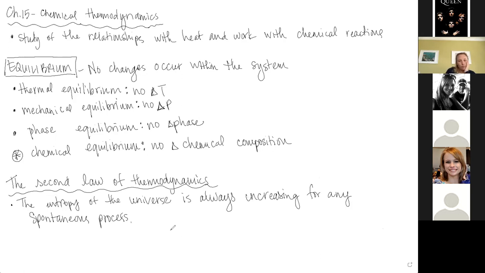Entropy is a measurement of disorder and chaos, kind of. That's a very simplistic way of saying it, but we can also write this as the change in entropy, represented by an S. Change in entropy is always going to be greater than or equal to 0 for any spontaneous process.